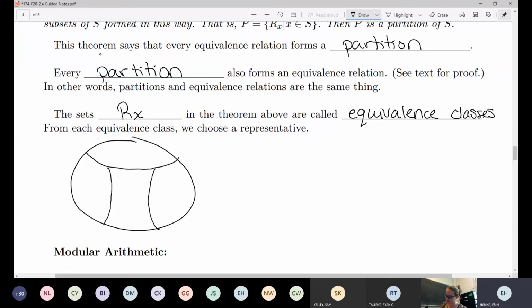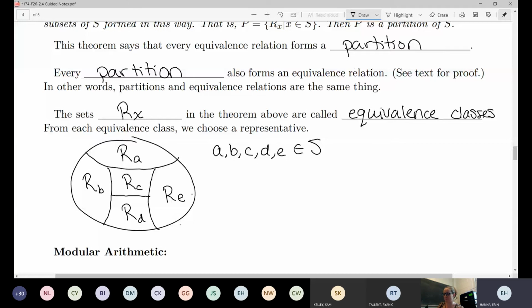But let me rename them in terms of this R sub whatever language. So we have this kind of partition of this set. And notice that I've named them R sub something instead of just X sub 1 or X. So this A, B, C, D, and E would be considered elements of S, once my screen catches up to me.